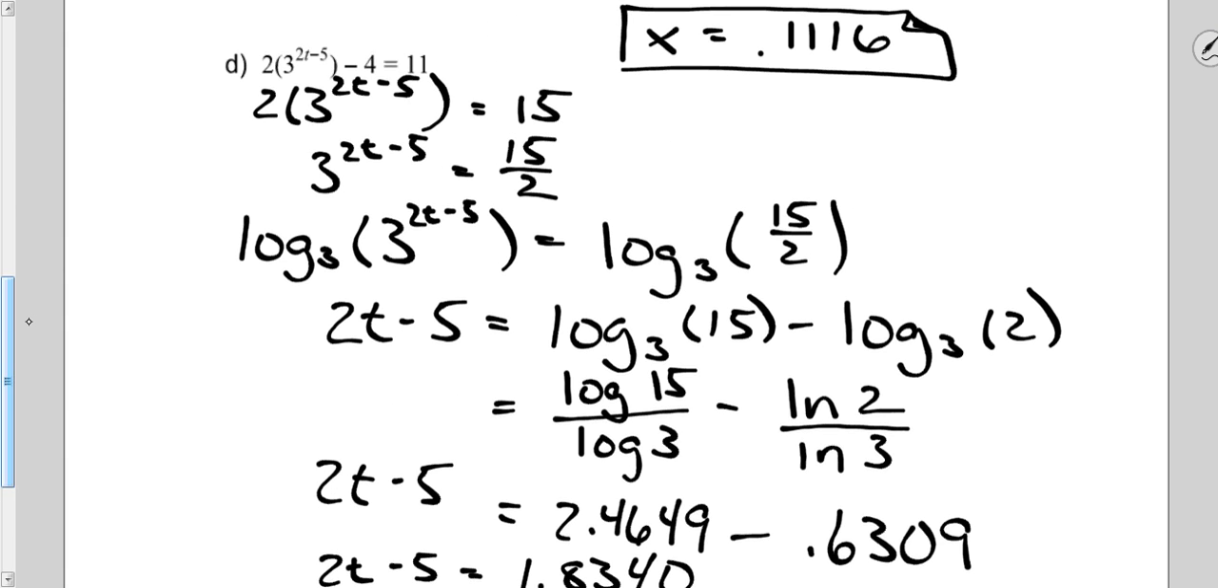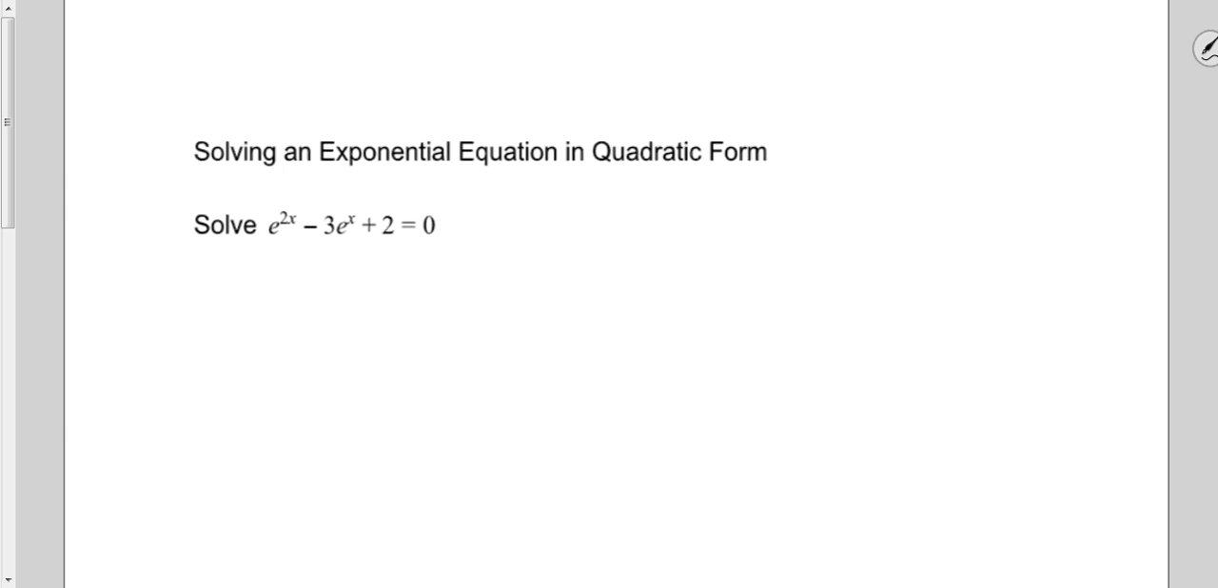All right. Next page. We're going to solve an exponential in quadratic form. How wonderful is this? Yay! How is this quadratic form? It looks like a hot mess, right? Here's what we're going to do, though.